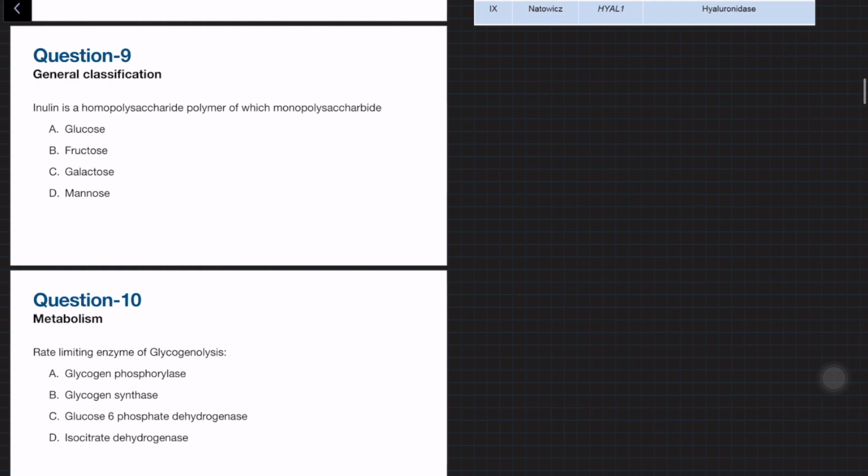Inulin is a homopolysaccharide, a polymer of fructose. Direct question, easy question. Fructose. It is synthesized from flour. It is very bulky. It is used to calculate the renal function. All this you will learn in physiology.